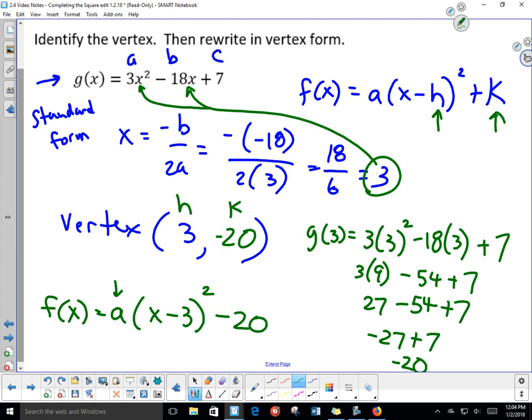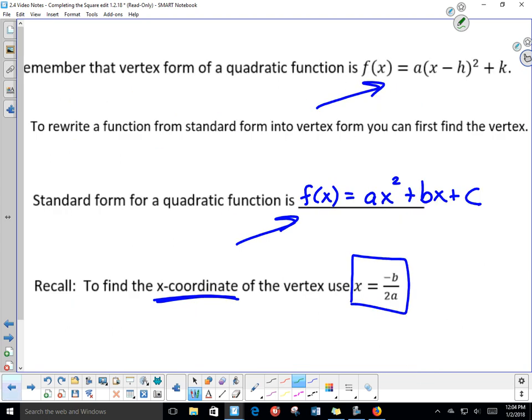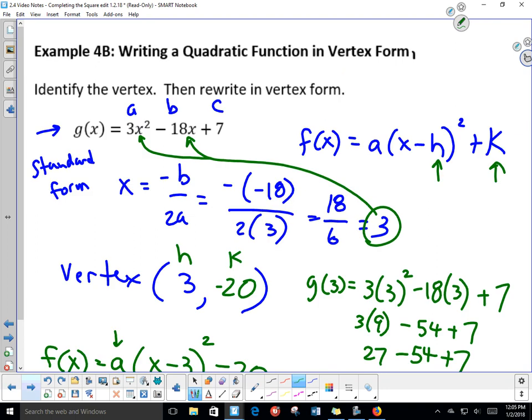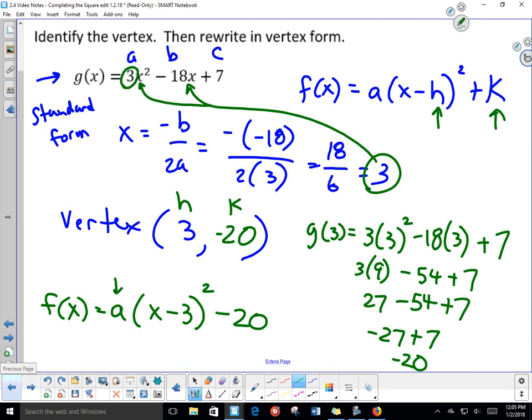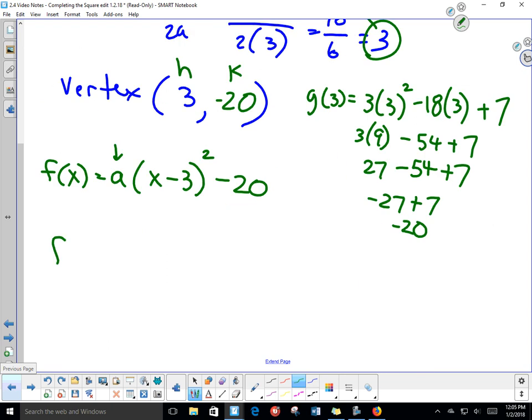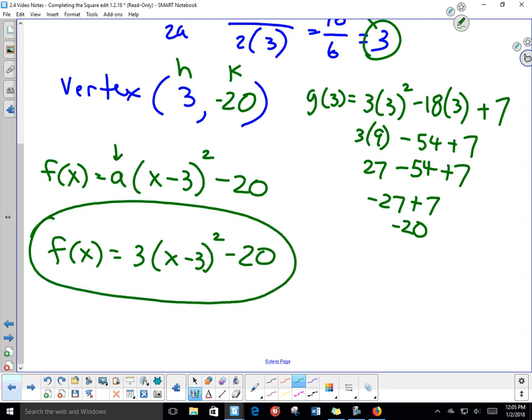Well, the a in standard form, let me go back to this page for a minute. The a in standard form is exactly equal to the a in vertex form. They're equal to each other. So back in our example, our a was 3, so I can just fill in 3 right here. So our final answer for vertex form should be 3 times (x minus 3) squared minus 20. So that's how you rewrite a function from standard form into vertex form.